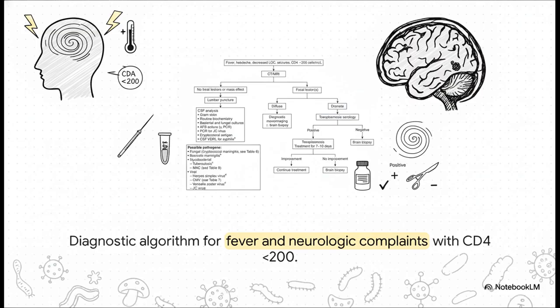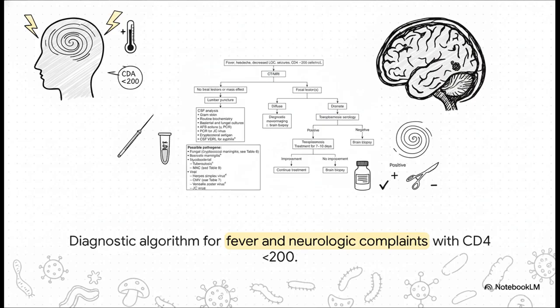Picture this. A patient comes in with a fever, some kind of neurologic symptom, and we know their CD4 count is under 200. The first big decision point is the brain scan, a CT or MRI. Now, follow the path to the left. If we see no focal lesions, the next step is a lumbar puncture.